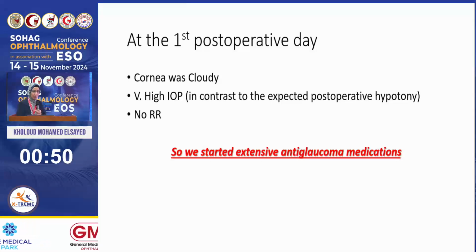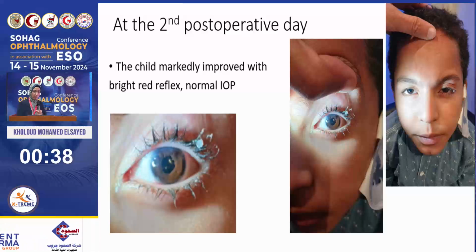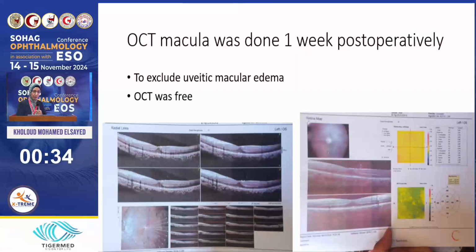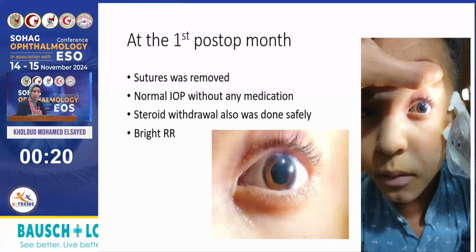At the first postoperative day, the cornea was cloudy, with very high intraocular pressure and no red reflex, so we started extensive anti-glaucoma medication. At the second postoperative day, the child markedly improved with bright red reflex and normal intraocular pressure. OCT macula was done in the first week postoperatively to exclude uveitic macular edema. OCT was free. At the first postoperative month, sutures were removed, with normal intraocular pressure without medication, steroid withdrawal was also done safely, and a bright red reflex.